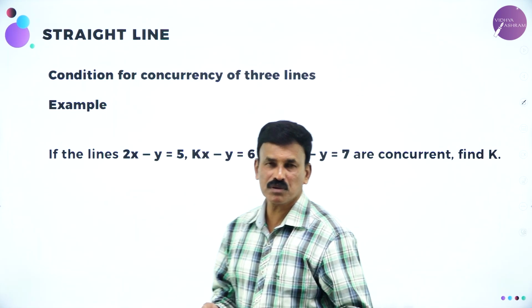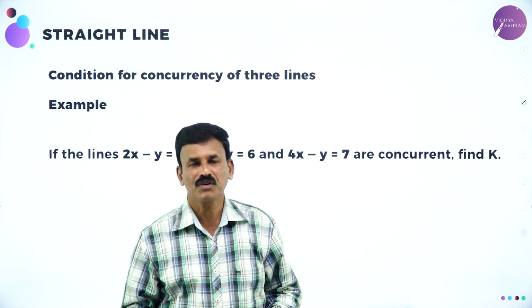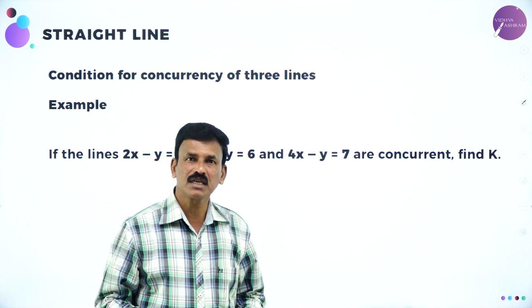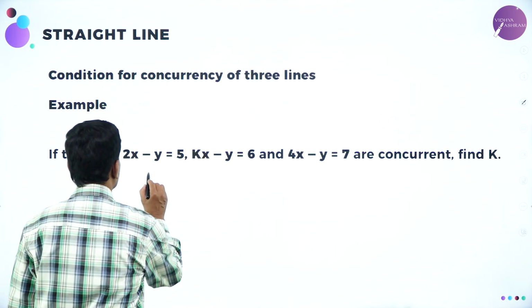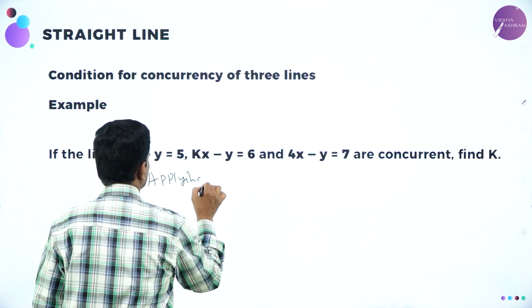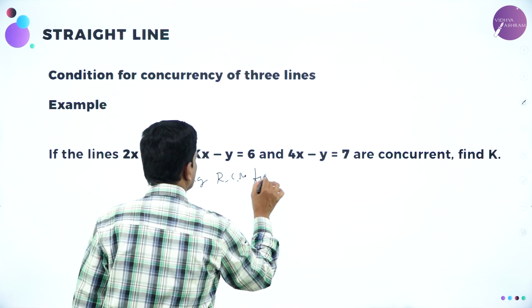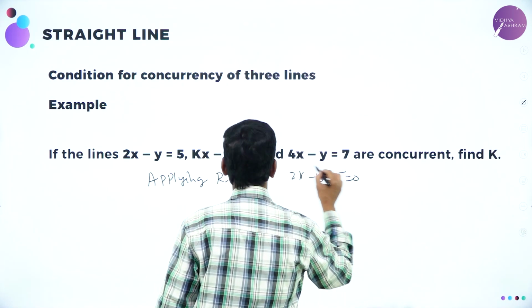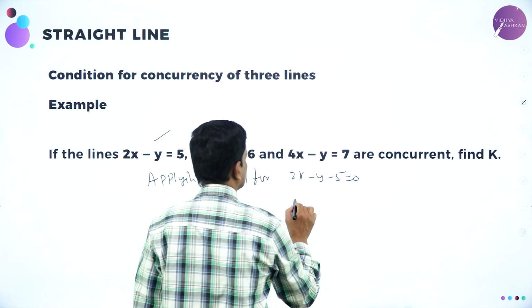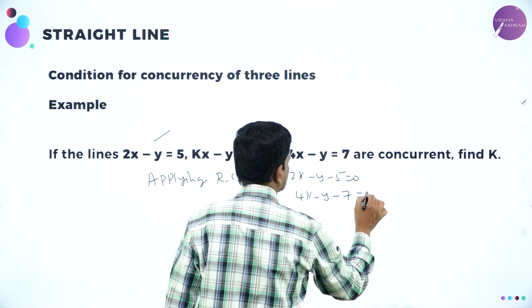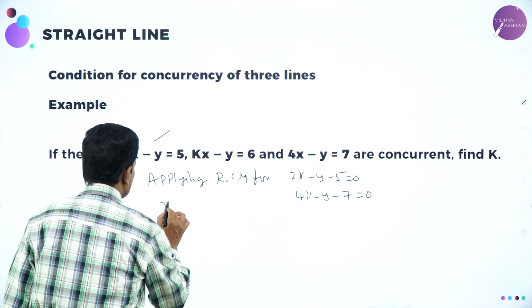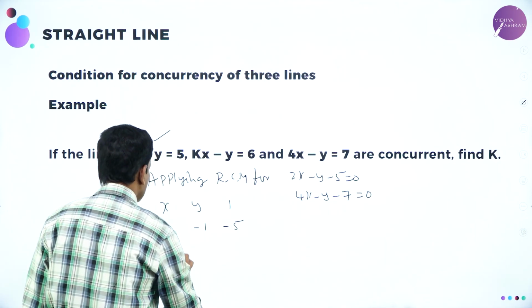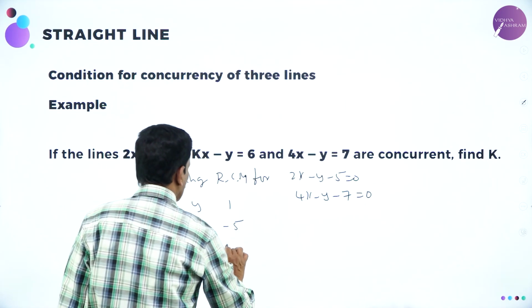Same as the previous problem, just find the point of intersection between any two lines and substitute it in the remaining equation, and you will get the value of k. Now, let us apply the rule of cross multiplication for the first equation 2x minus y minus 5 is equal to 0, and the third equation 4x minus y minus 7 is equal to 0. Write down x, y and 1: coefficient of x is 2, y is minus 1, constant is minus 5; coefficient of x is 4, y is minus 1 and minus 7.